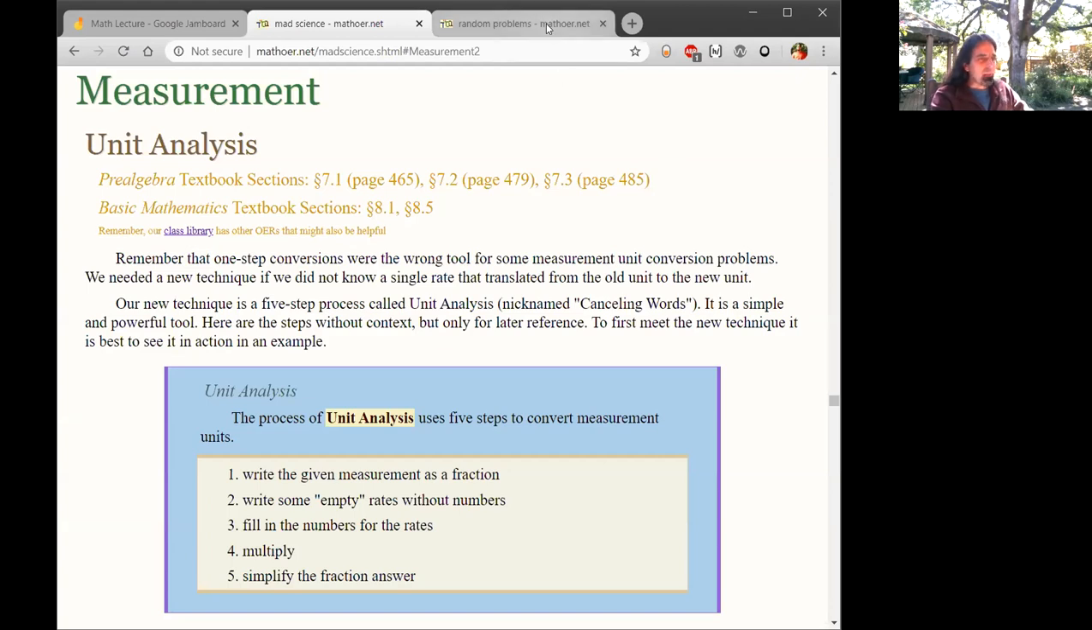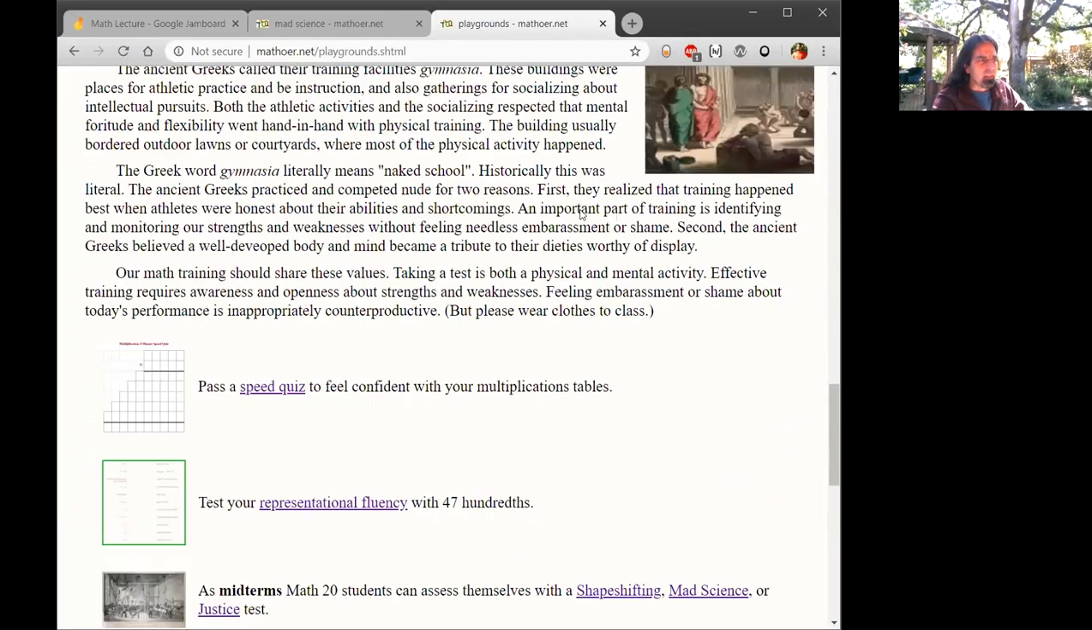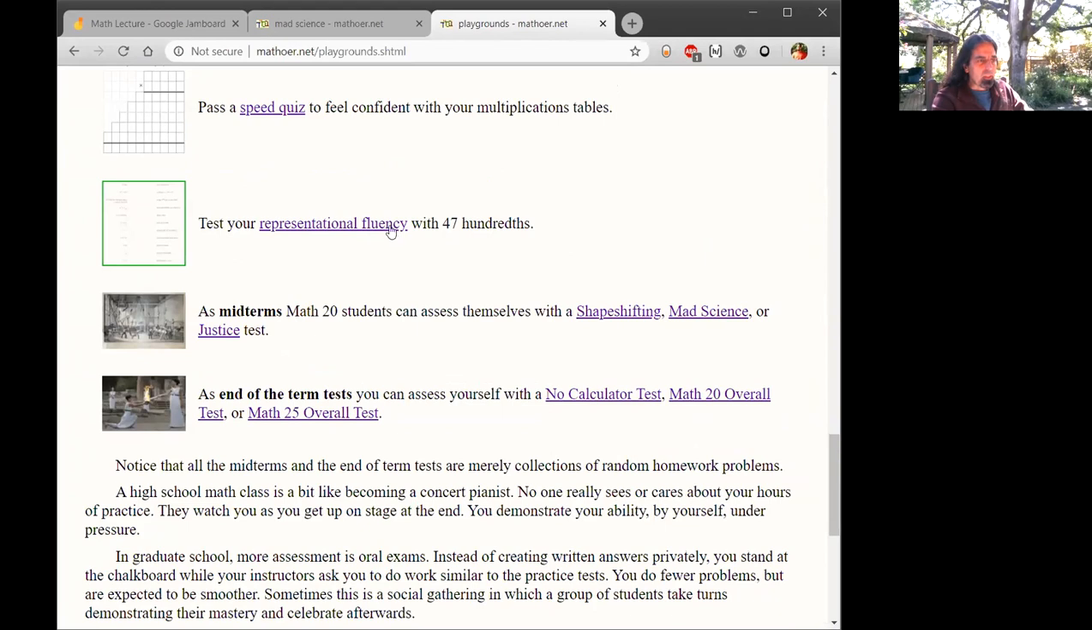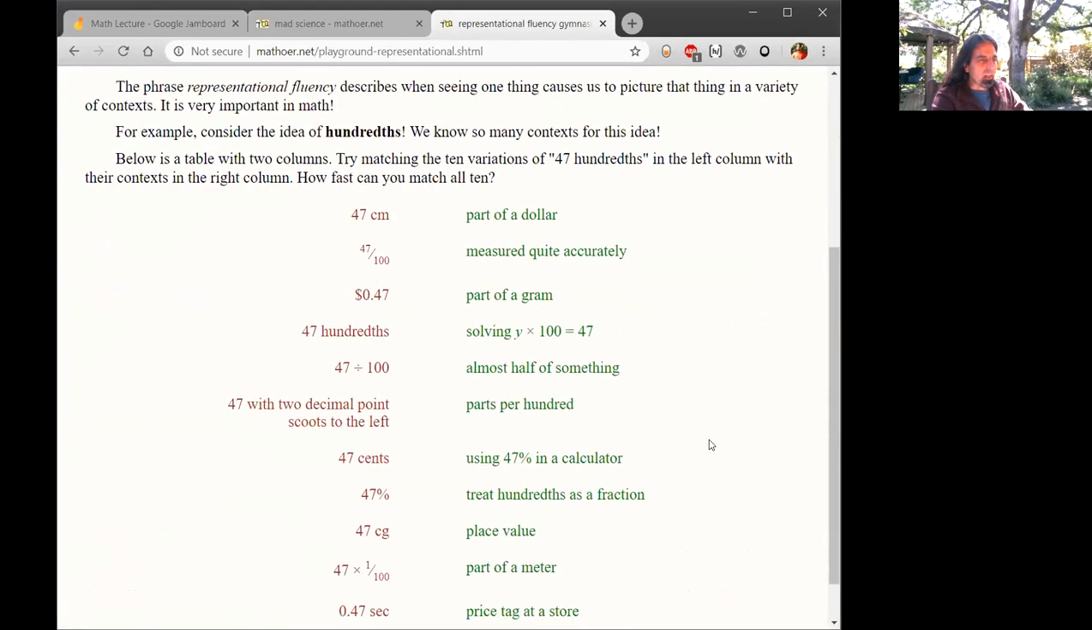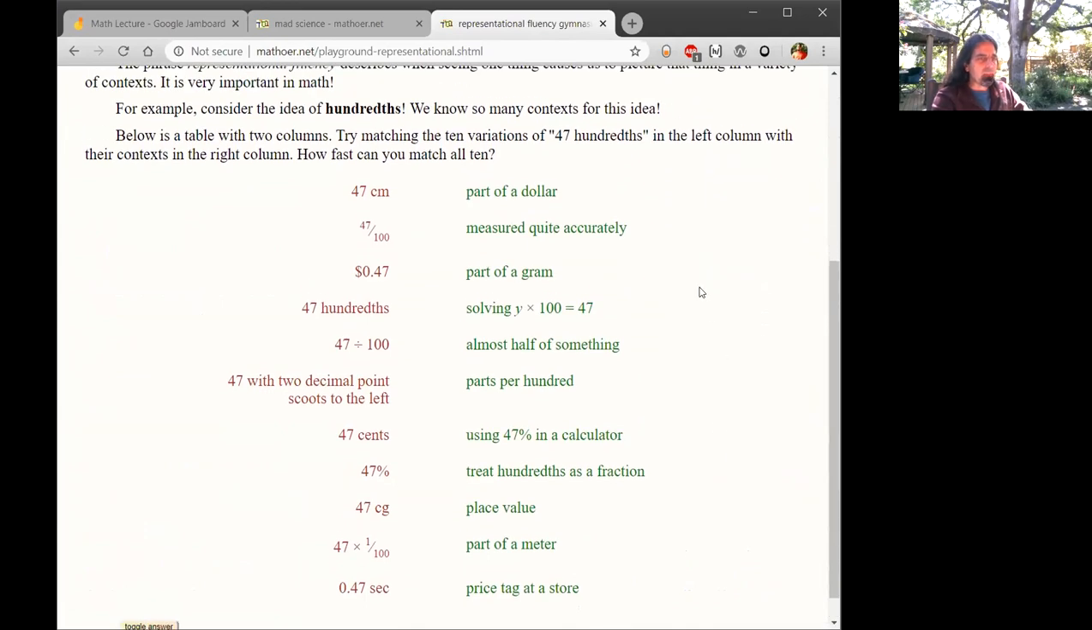So that's why I made the representational fluency thing, because this was why you actually care about rounding and what hundredths means as place value and things like that.